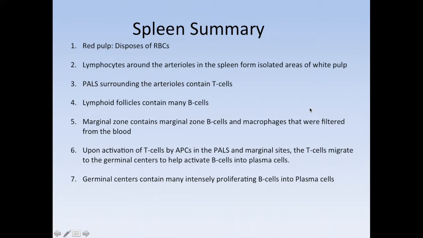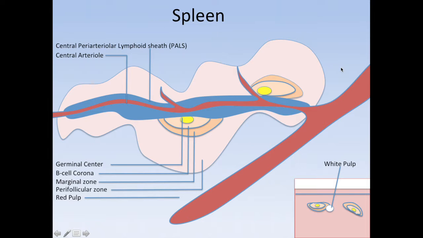All right, and so just a quick summary of what we just went through and how the spleen contributes to your immunology. The red pulp is the area where there's disposing of red blood cells. The lymphocytes around the arterioles in the spleen form isolated areas of white pulp. Oh, I actually forgot to mention that earlier. It's right here. This is the white pulp. The white pulp forms areas where a lot of the white blood cells are.